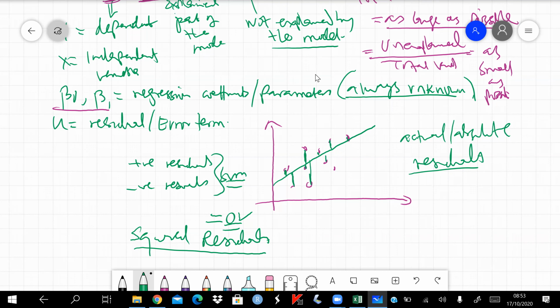So the line of best fit is the one that minimizes this squared sum of residuals.